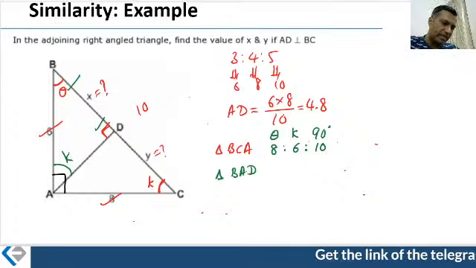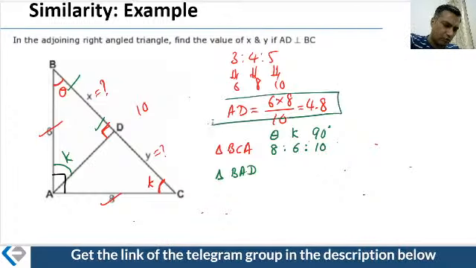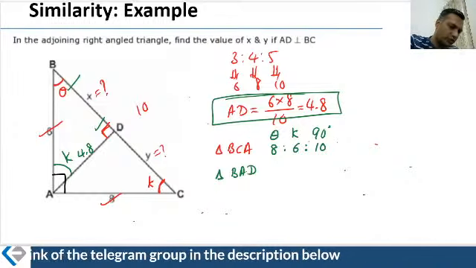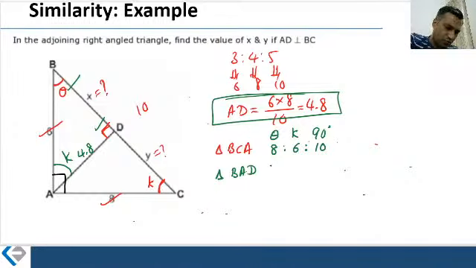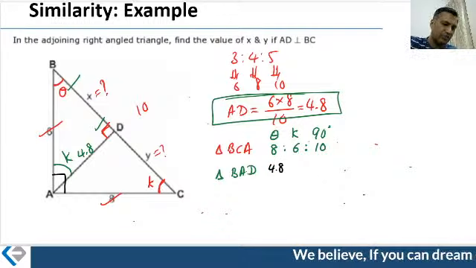Do I know the length of AD? I just found out the length of AD is nothing but 4.8. You can write this 4.8. Therefore here, what are you trying to say? The side opposite theta is 4.8.